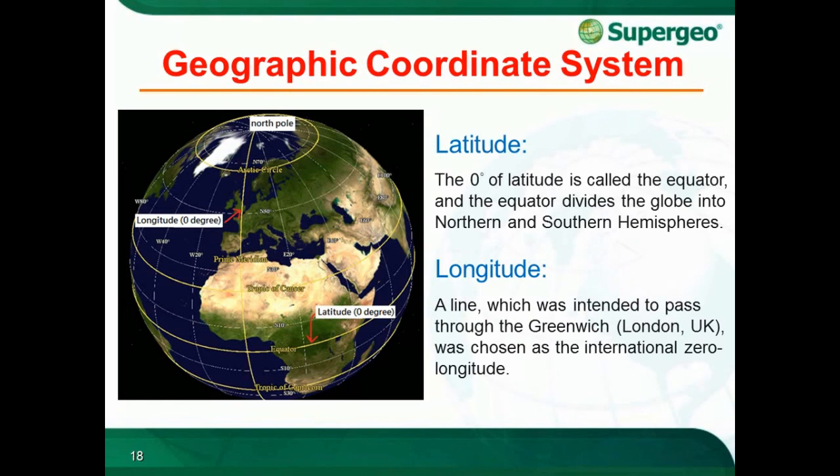And this is the illustration of the geographic coordinate system. From the illustration here, we can easily see the 0° longitude and latitude. And the North Pole and the South Pole are 90° north and south, respectively. Also, in the geographic coordinate system, the equator divides the globe into the northern and southern hemispheres.